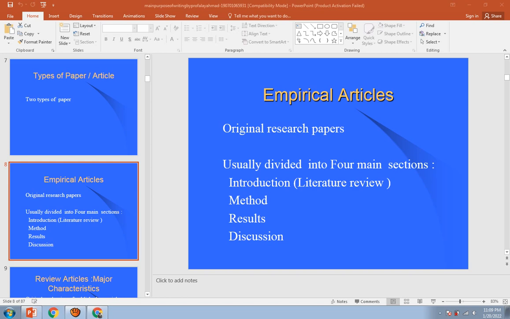So remember, again I repeat, why? Just to retain it. Empirical articles means experimental articles. Experimental articles means that you collected original data under experimental and controlled conditions. Usually divided into 4 sections. Introduction, that is literature review, method, results and discussion.